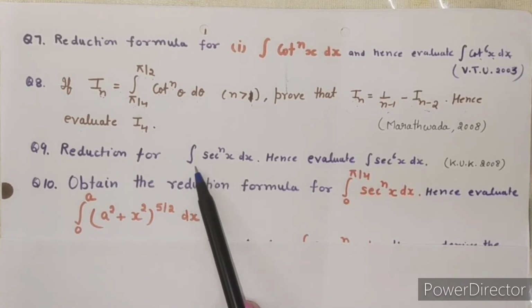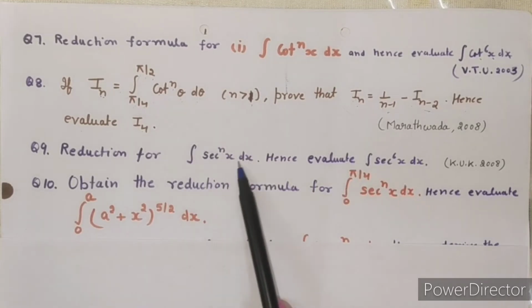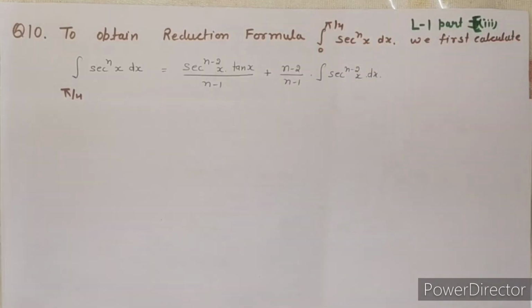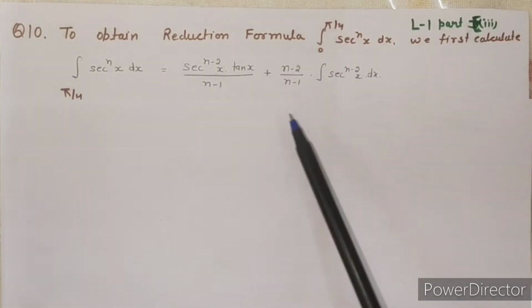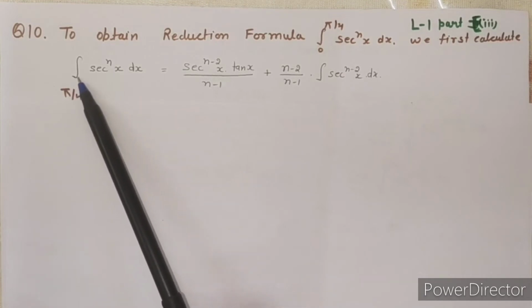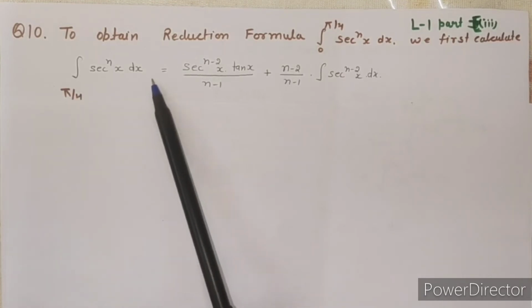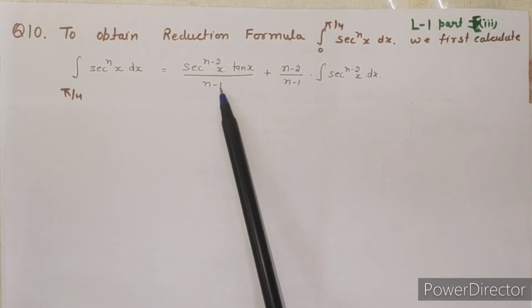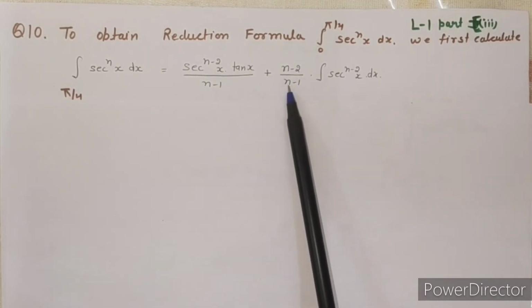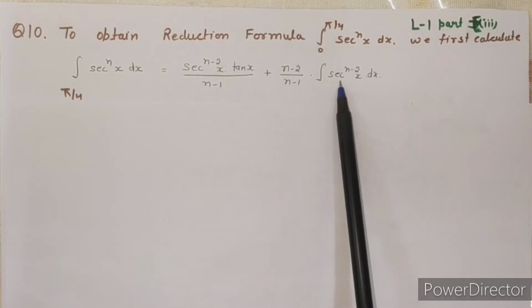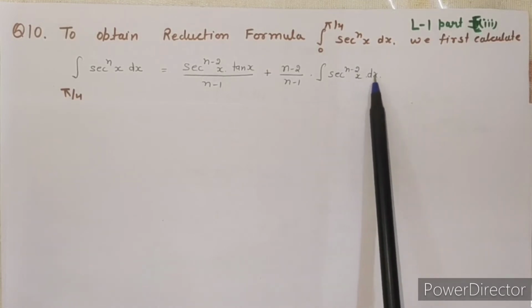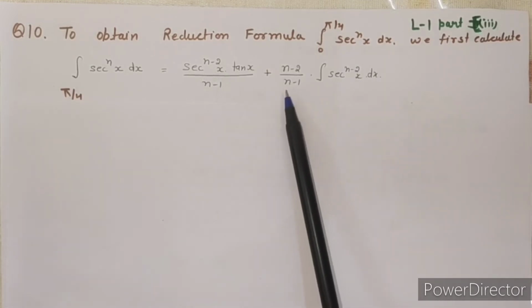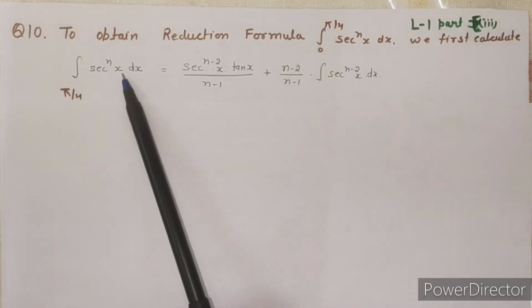So half of the question I will use from question number 9, which I already solved up to equation number 1. So I again write equation 1 here, which is integration secant nx dx equal to secant n minus 2x tangent x upon n minus 1 plus n minus 2 upon n minus 1 integration secant n minus 2x dx. What is this? It is the reduction formula of integration secant nx.